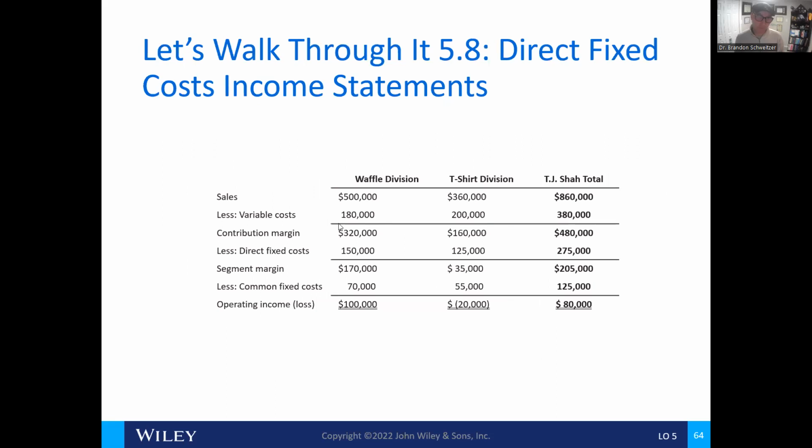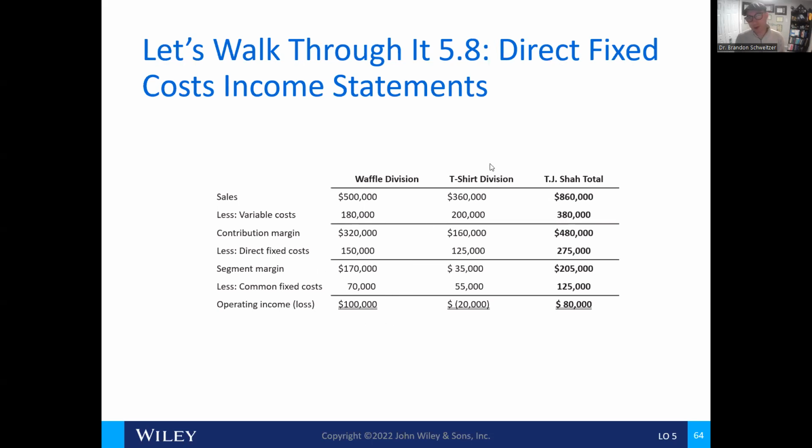So here we have data for the two divisions. Division A, sales of $500,000 minus variable cost of $180 gives us contribution margin of $320. Minus direct fixed cost of $150 gives us a segment margin of $170. Minus common fixed cost of $70 gives us an operating income of $100.